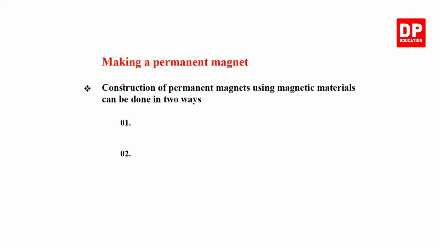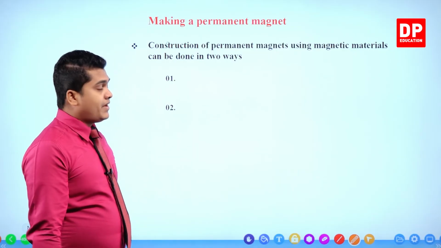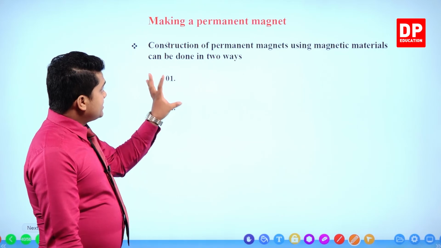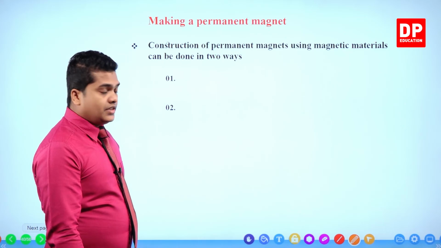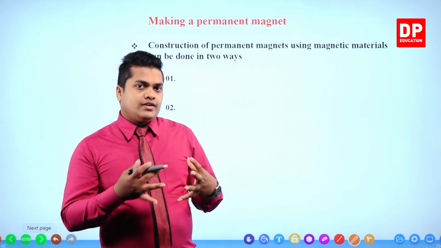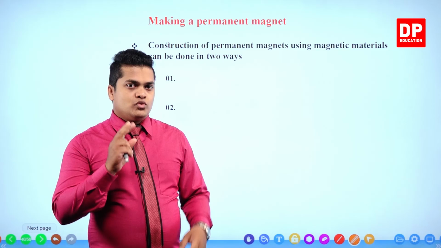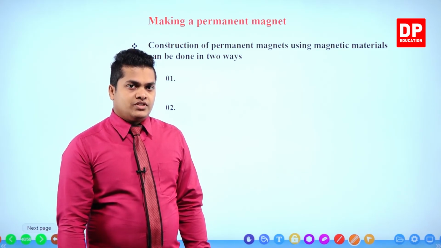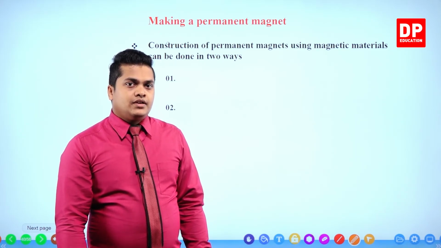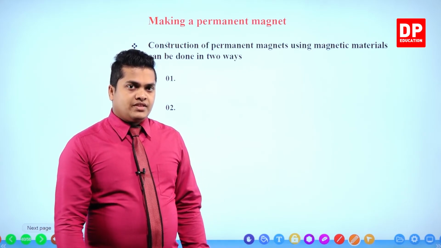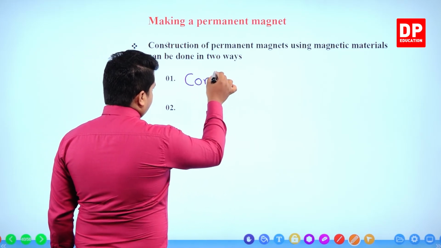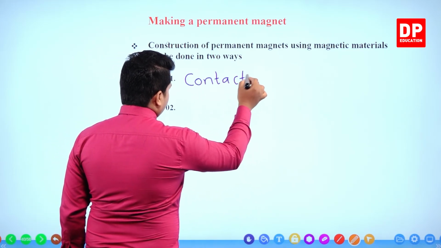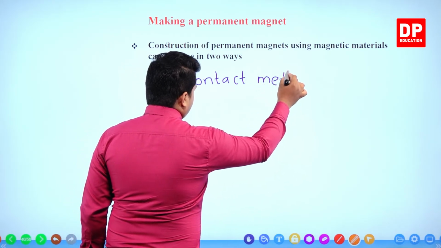Now we are going to discuss how to create a permanent magnet. Making a permanent magnet. Construction of permanent magnets using magnetic materials can be done in two ways. To construct a permanent magnet, we use two different methods. Number one is the contact method.